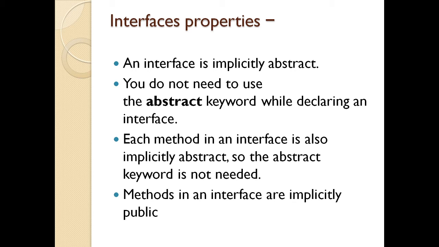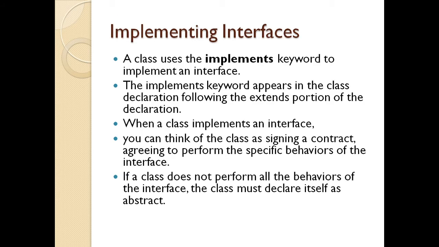Now proceeding further, we will see how you implement an interface. A class uses the implements keyword to implement an interface. The implements keyword appears in the class declaration following the extends portion of the declaration. When a class implements an interface, we think of the class as signing a contract, agreeing to perform the specific behaviors specified in the interface. So you have specified some methods in the interface, and when a class implements the interface, it has to define the methods which are already declared in the interface. If a class does not perform all the behaviors of the interface, the class must declare itself as abstract.